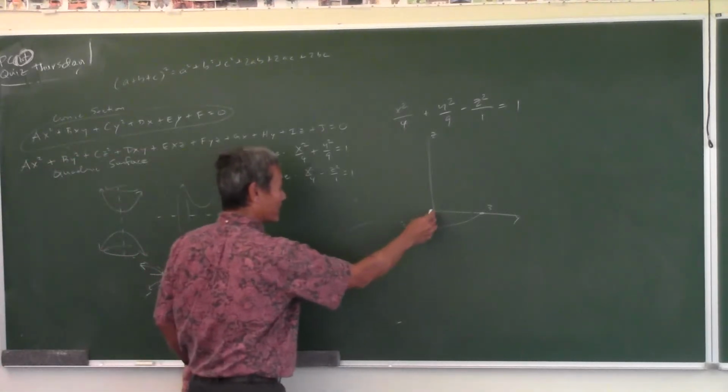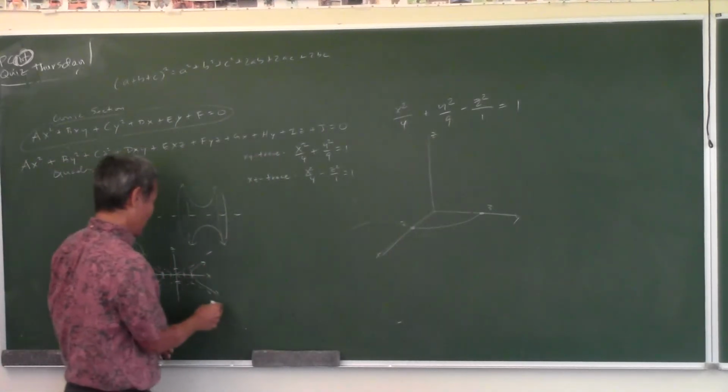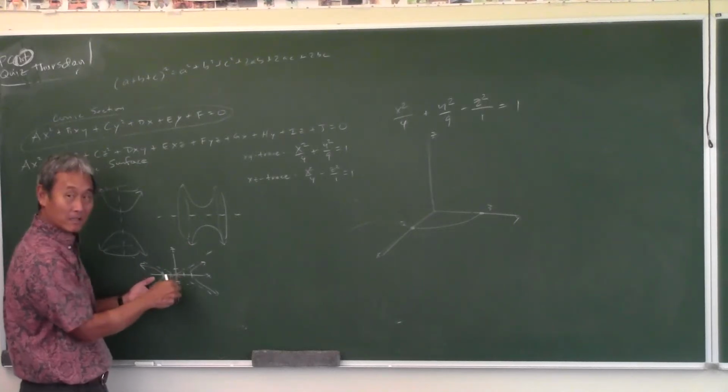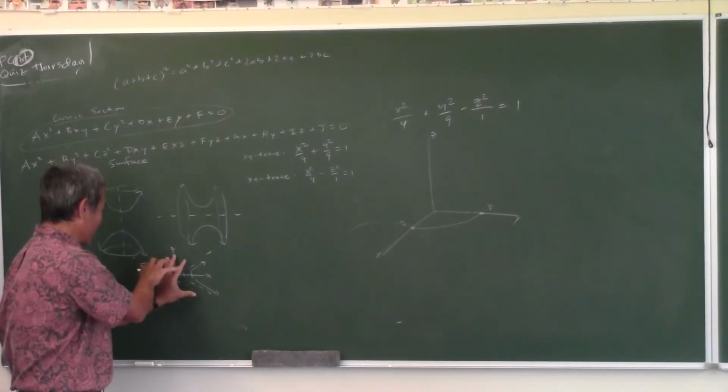Look, this is the positive x, this is the positive z, right? Yeah. But this is the positive x and positive z. So you have to kind of do this.